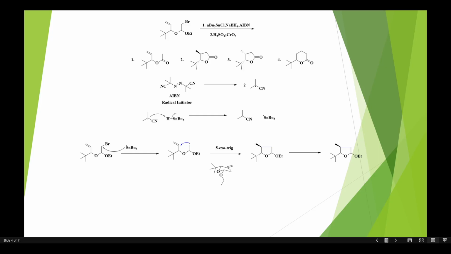From sulfuric acid, it will hydrolyze, and after that chromium trioxide, you will get your corresponding lactone. This oxidation reaction you have already studied in the past, maybe in the 3 to 4 lecture course. Maybe that is the content of a 4 lecture. Maybe.